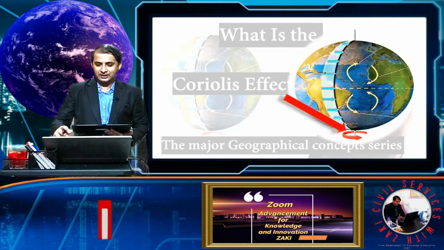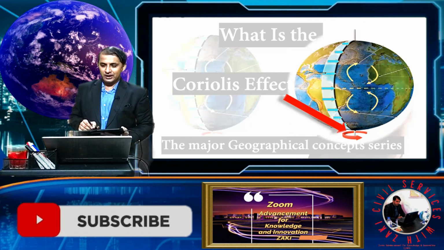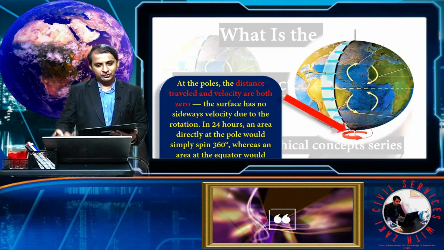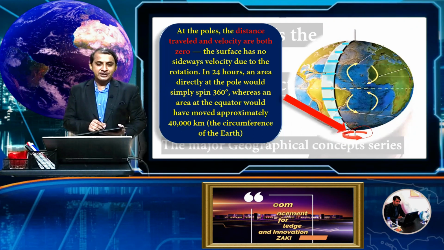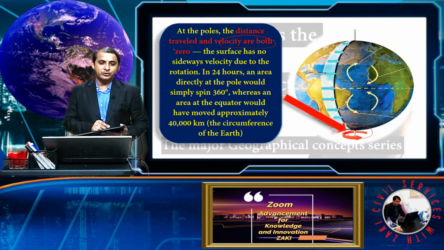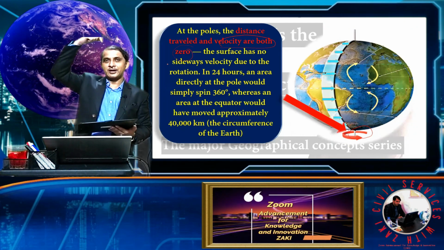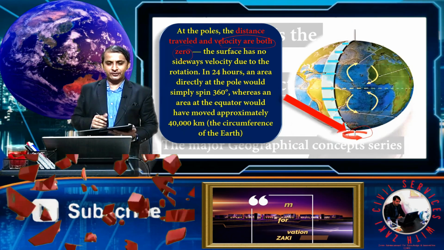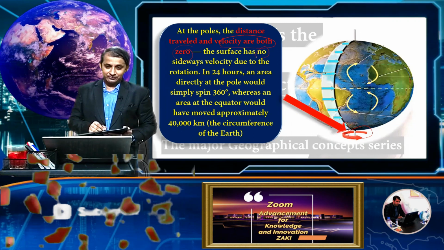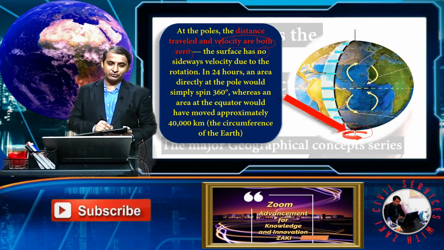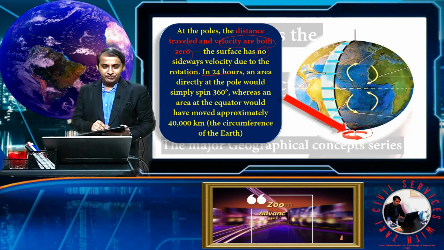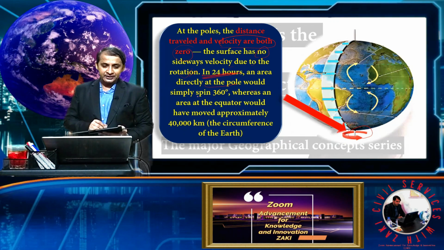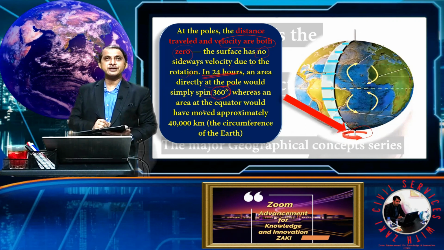If you see the pole, as you know, our earth rotates west to east. So at the pole, the distance traveled and velocity are both zero. If you go directly to the pole, whether it is the north pole or south pole, it is zero. So the surface has no sideways velocity due to the rotation. In 24 hours, an area directly at the pole simply spins 360 degrees.